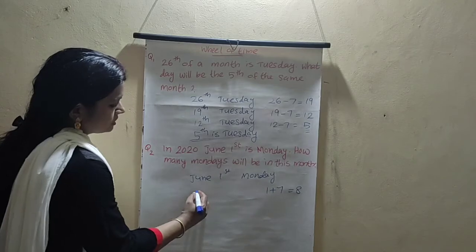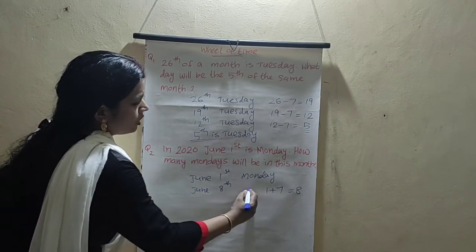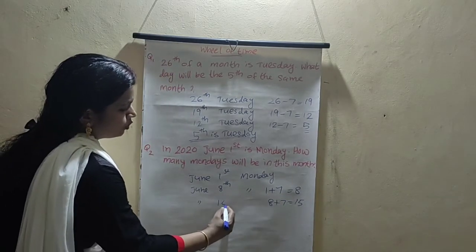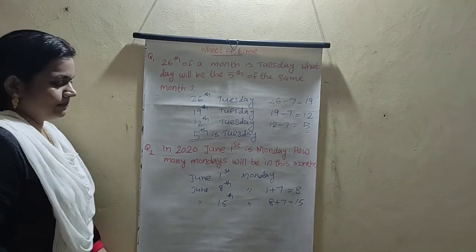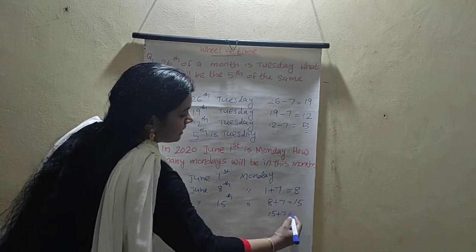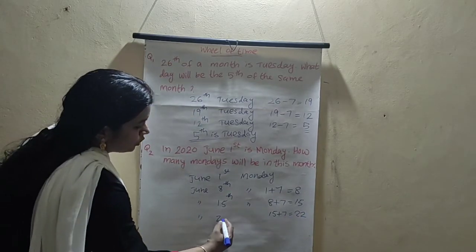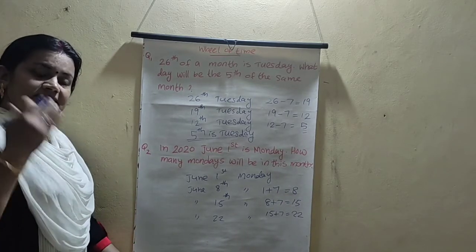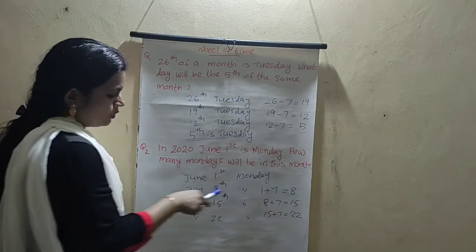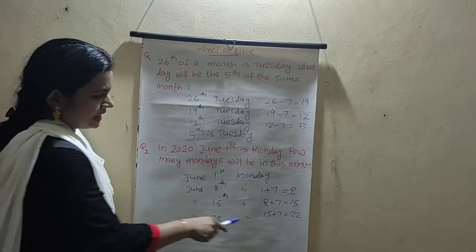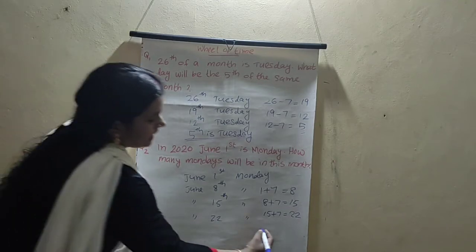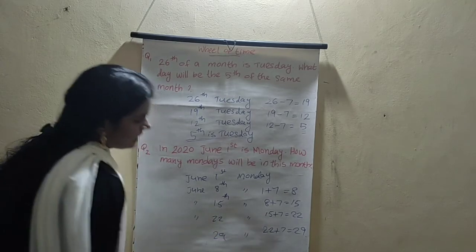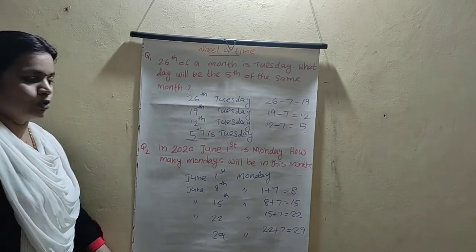What is 8? So June 8 is also Monday. Then 8 plus 7, what is 15? So June 15th is also Monday. Then 15 plus 7, 22. So June 22 is also Monday. We add or subtract and we will get the same day. So 1 plus 7, 8 is also Monday. 8 plus 7, 15 also Monday. 15 plus 7, 22 also Monday. Then 22 plus 7, what? 29 also Monday.